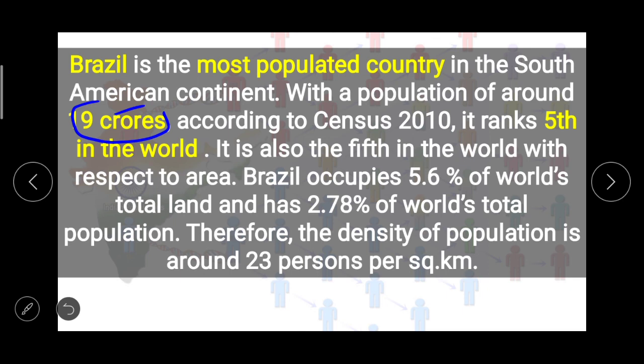And the interesting thing, one more, it is also the 5th in the world with respect to area. So Brazil occupies 5.6% of the world's total land, जो कि हमारे पास कितनी है, only 2.41, और 2.41 की लैंड पे हम लोग 121 करोड़ लोग रहते हैं. And if you talk about Brazil, it occupies 5.6% of the world's total land and the population is only 19 crore.